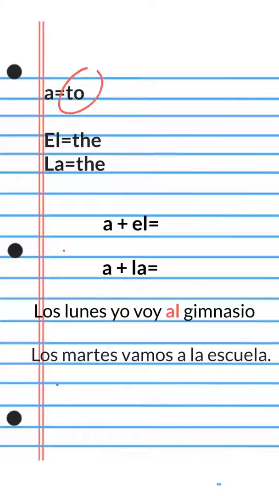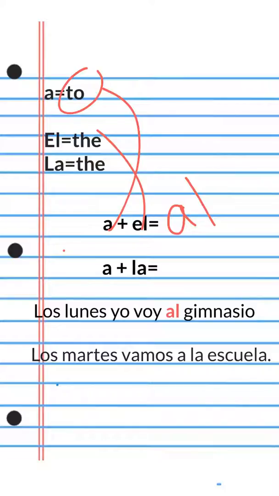As mentioned previously, the verb ir typically goes along with the preposition a in Spanish, which means to. So in order to do this, let's look at how the word a works along with the definite article the, el or la. In Spanish, if you were to say a el, you would actually combine those to make the word al, which would mean to and the.